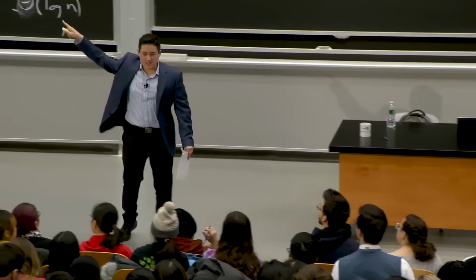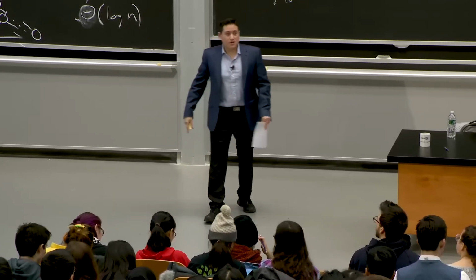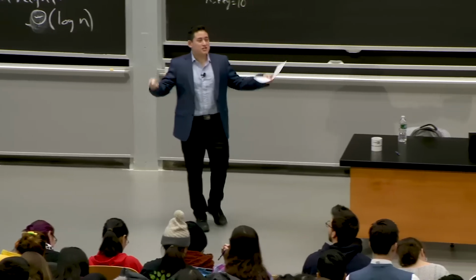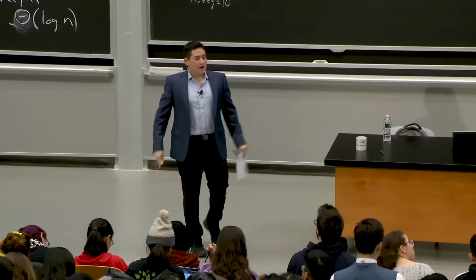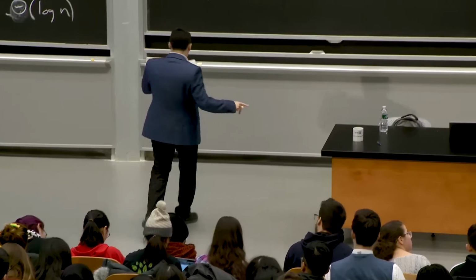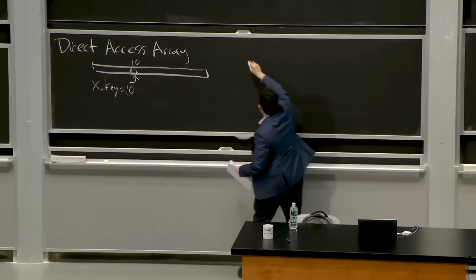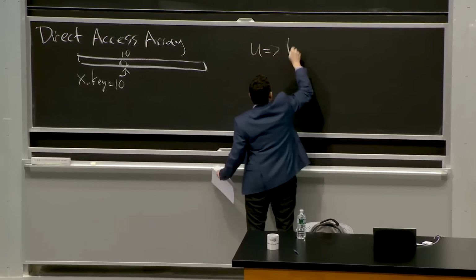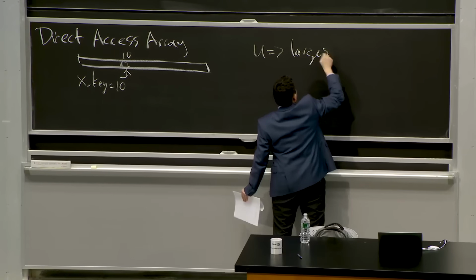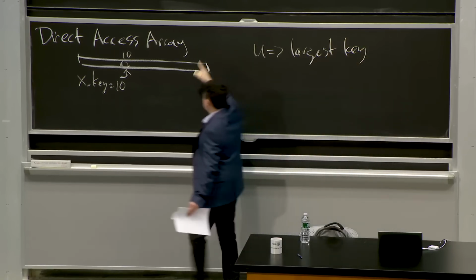What is u? u is the size of the largest key that I'm allowed to store. The direct access array is supporting up to u size keys. Does that make sense? Okay, we're going to move on for a second. So that's the problem: when u, the largest key, is big. And we're assuming integers here.